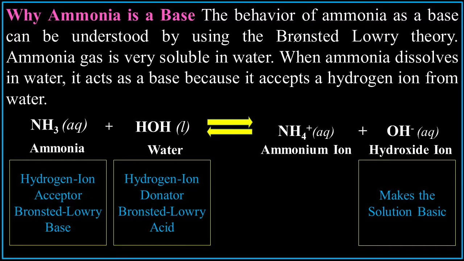Why ammonia is a base. The behavior of ammonia as a base can be understood using the Bronsted-Lowry theory. Ammonia gas is very soluble in water. When ammonia dissolves in water, it acts as a base because it accepts a hydrogen ion from water. And you can see the equation there. And that's what actually makes it a base, because it's producing hydroxide. And just to be clear, it does not have hydroxide in its formula, but causes the production of hydroxide, so it produces it indirectly.